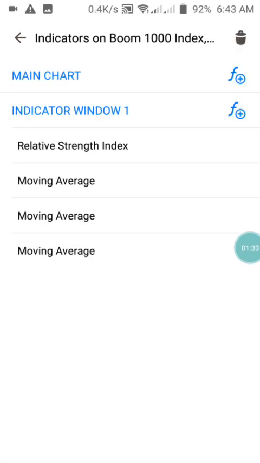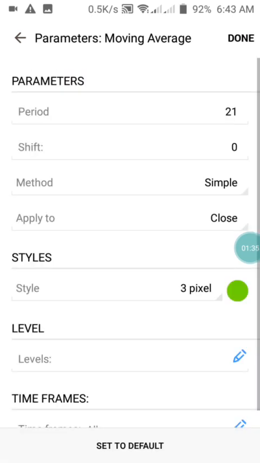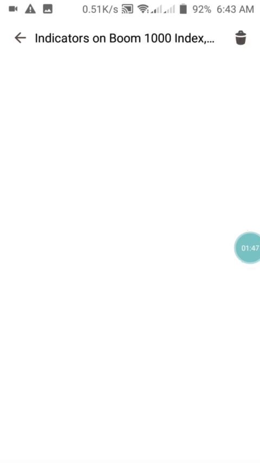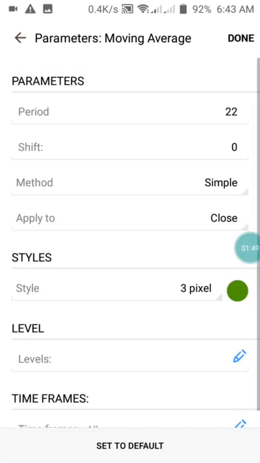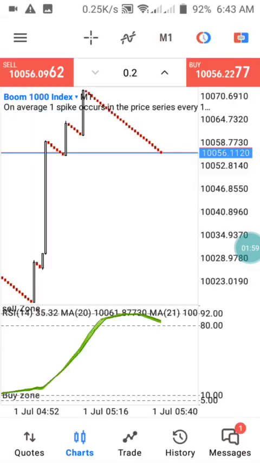Then you click again on another moving average. You set it up like this. Period of 21, shift of 0, we have the method to be simple and apply to close, and I'll have the same color appear on this. And also the last moving average, which is the period of 22, we have 0, we have method to be simple, apply to close, we have the same color. So by doing this, you will have the same chart the way you have it here on your chart.